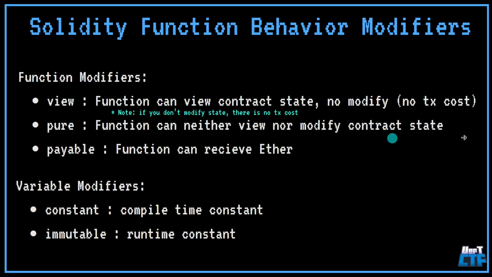But if it does modify something, then you do have to give a little bit of Ethereum to the call. In your transaction, you have to add a tiny bit of Ethereum to the call in order for it to actually modify itself, because it's not going to do that for free.